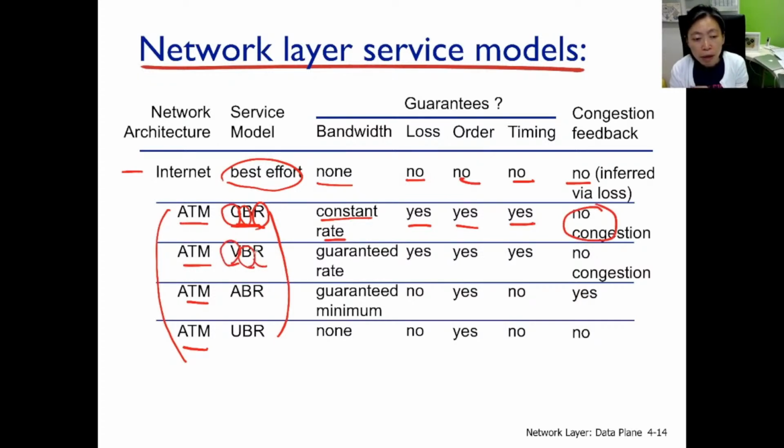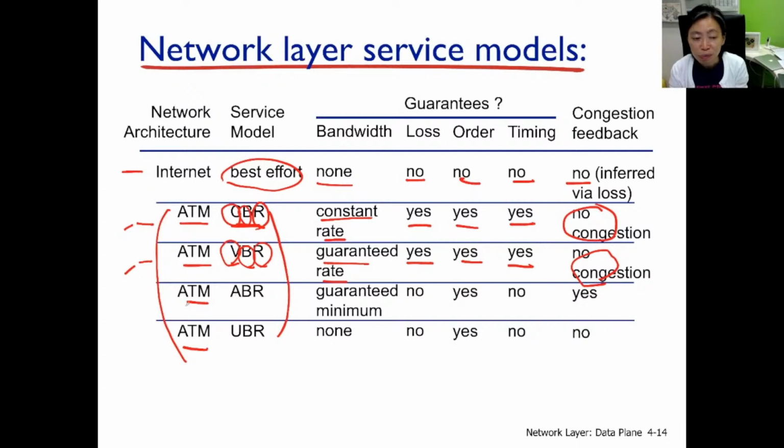Variable bit rate service guarantees the maximum bandwidth required by a variable bit rate data stream. So there's no loss because we are guaranteeing the maximum rate. Packets arrive in order, there's no delay as well, no congestion. So you see here, these two are highly guaranteeing everything, but one is for the constant data stream, and this one is for the variable rate data stream.